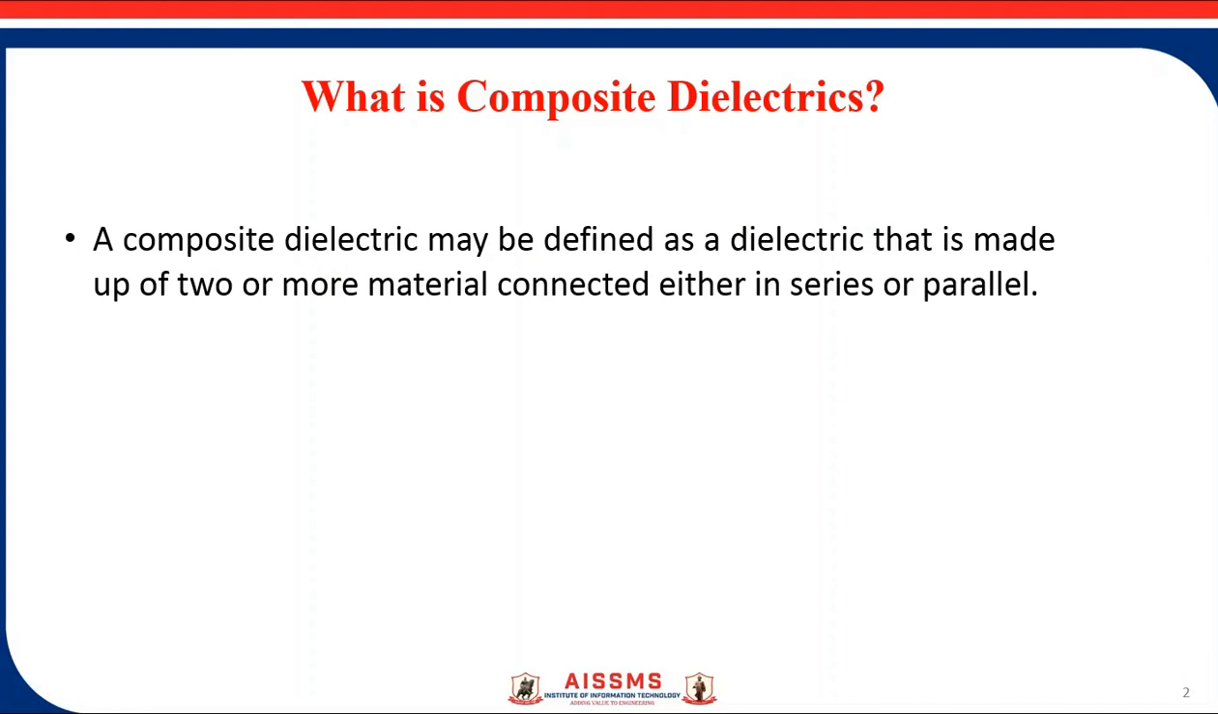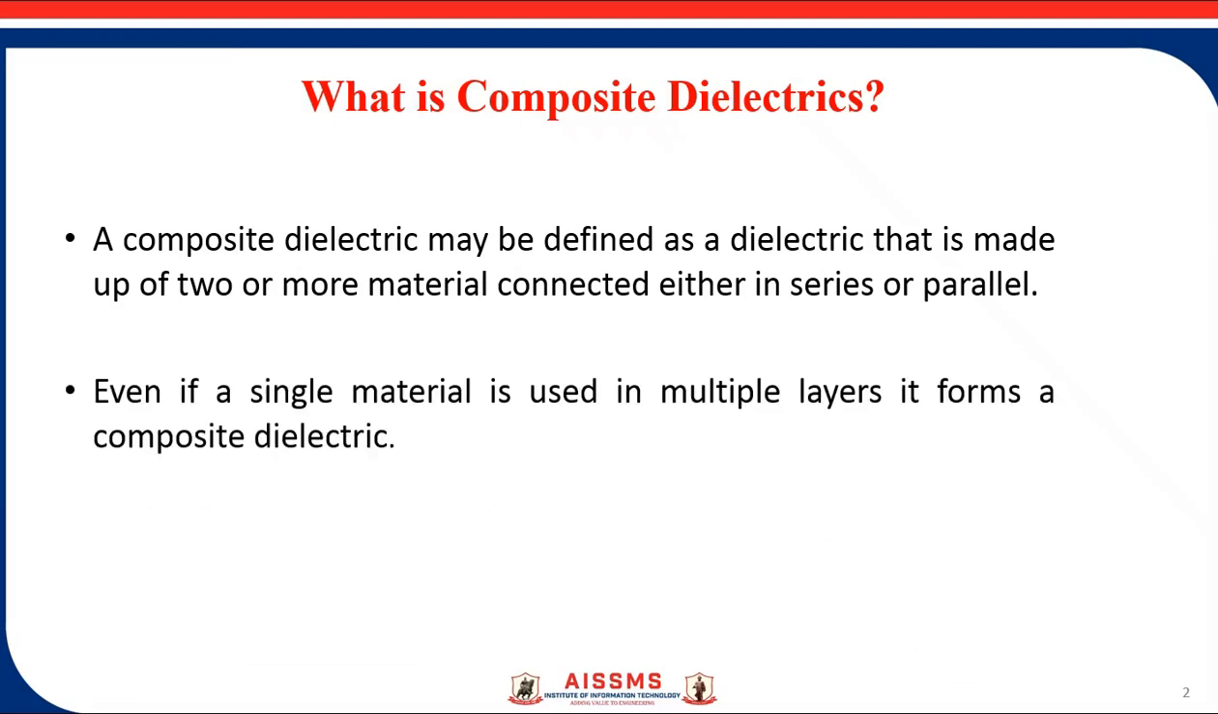If an insulation system as a whole is considered, it will be found that more than one insulating material is used. These different materials can be in parallel with each other, such as air or SF6 gas in parallel with solid insulation, or in series with one another. Such insulation systems are called composite dielectrics. But even if a single material is used in multiple layers, it forms a composite dielectric.